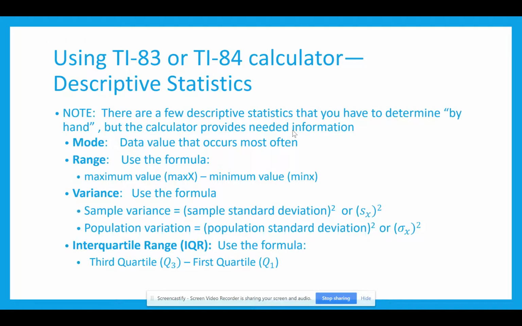There are a couple of statistics, however, that the calculator does not actually calculate, but it does provide the needed information for those. They are the mode, the range, the variance, and the interquartile range. And you'll see here on the slide that I have listed the formula for each of those. And each of those pieces of information is given by the calculator command.